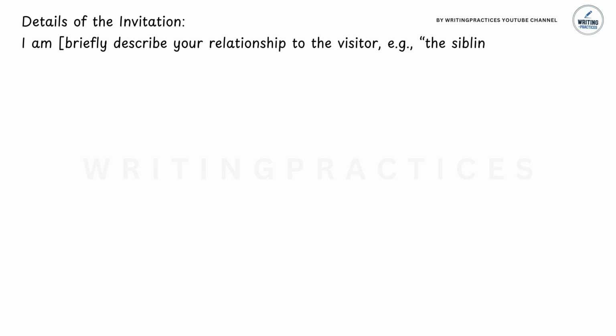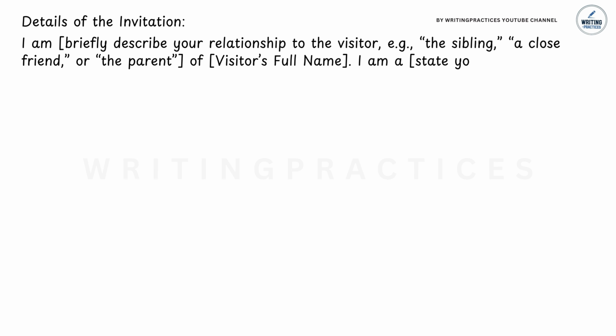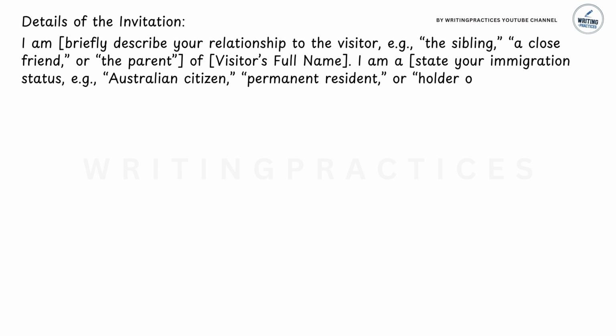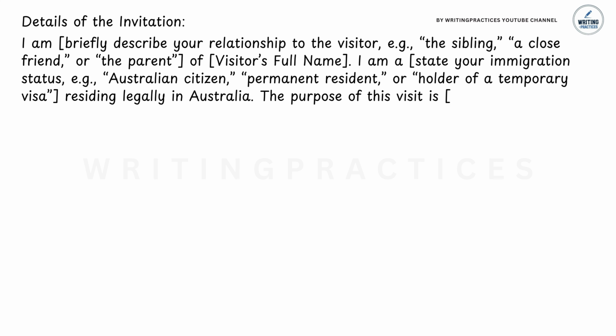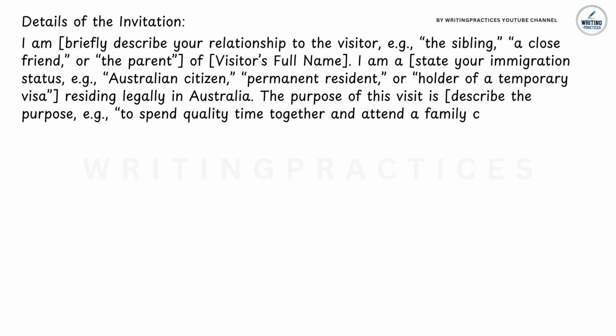7. Details of the invitation. Elaborate on your relationship with the visitor and your legal status in Australia. This information provides context and legitimacy to the invitation. For example, I am the sister of Jane Doe and an Australian citizen residing legally in Australia. The purpose of this visit is to spend quality time together and celebrate a family milestone.